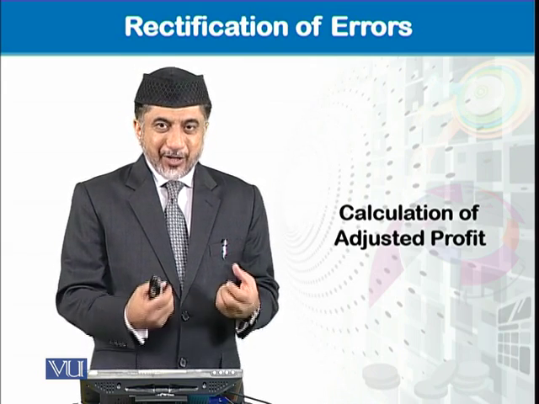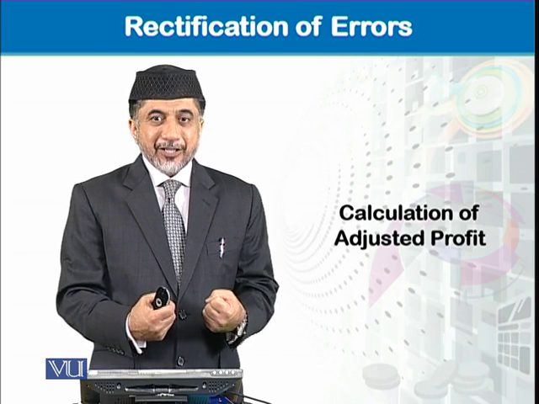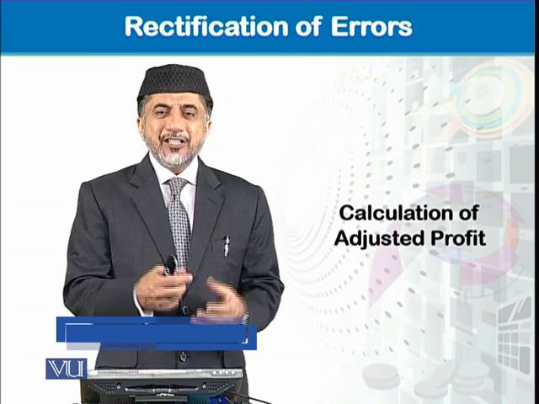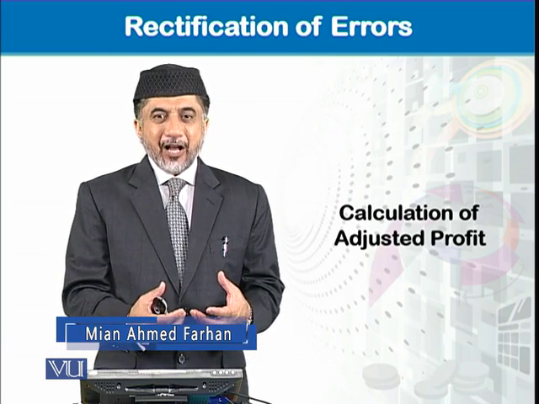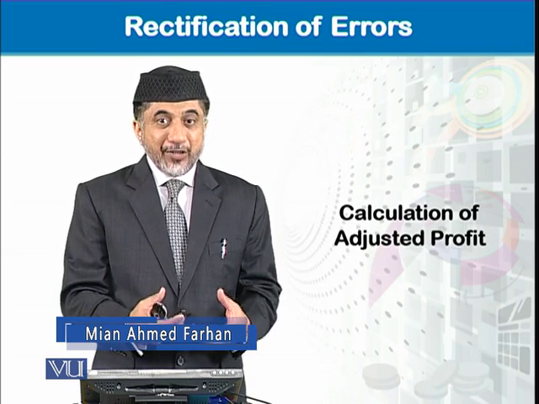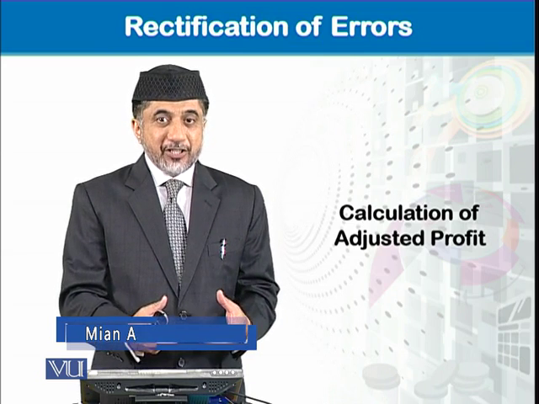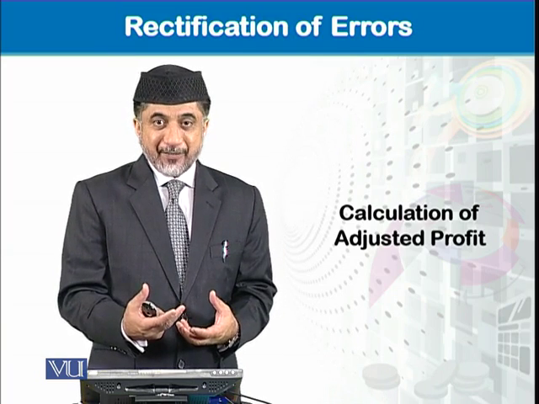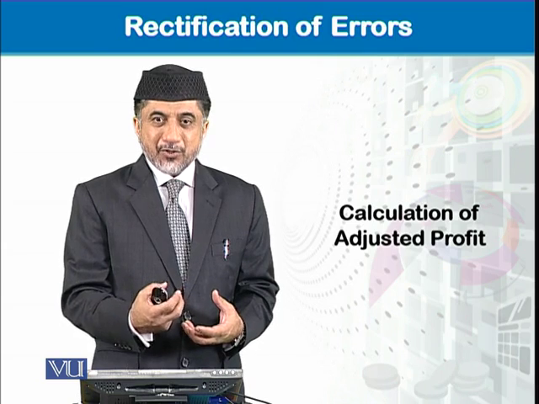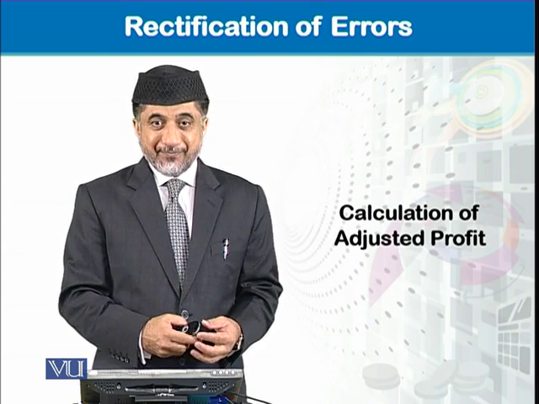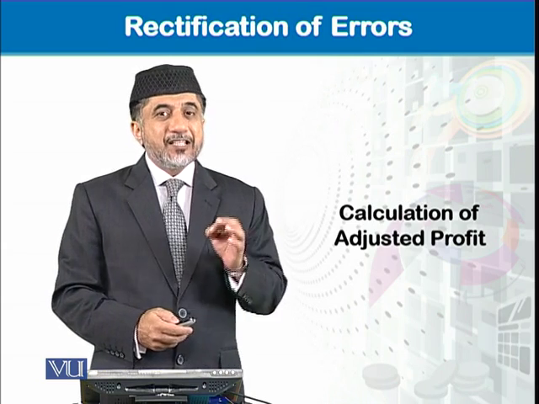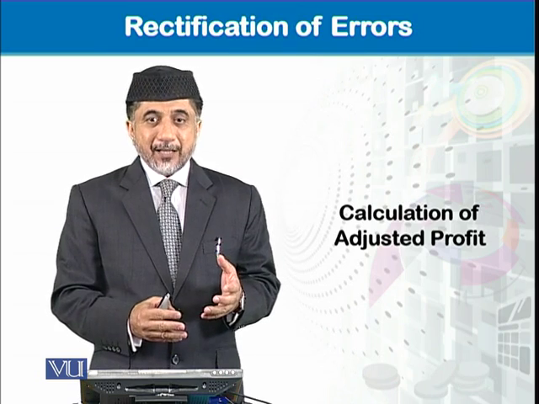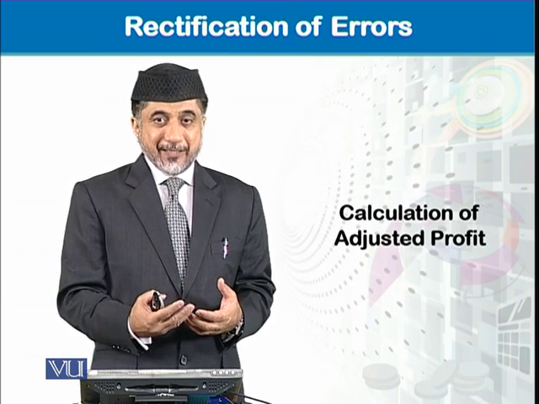Okay? So you have to have very good grip on each and every concept of accounting. All right? So this is in fact the basic accounting knowledge. If you will be weak in this basic accounting knowledge, then how you will get to know the advanced level of accounting? So all these basic concepts of accounting should be 100% clear to you. All right? So how to calculate the adjusted profit when you know that there are some rectifications of error?